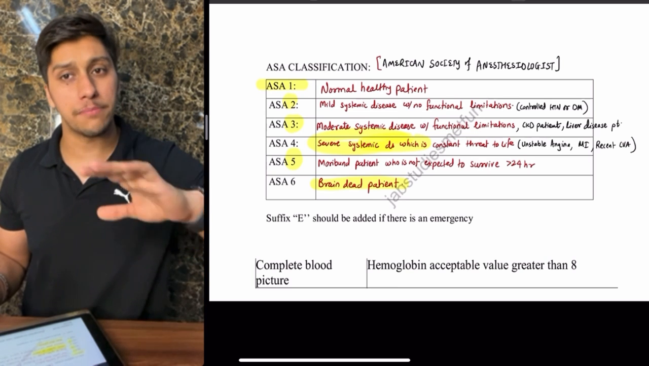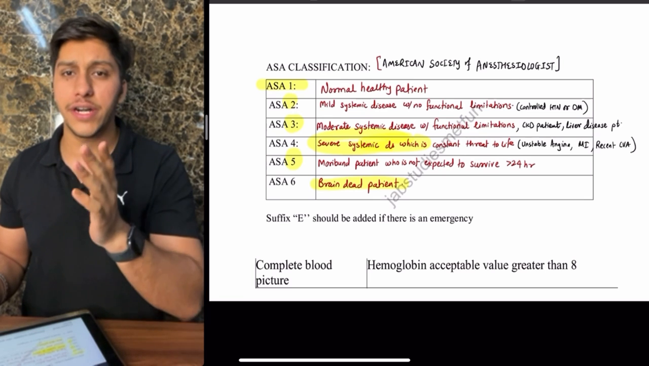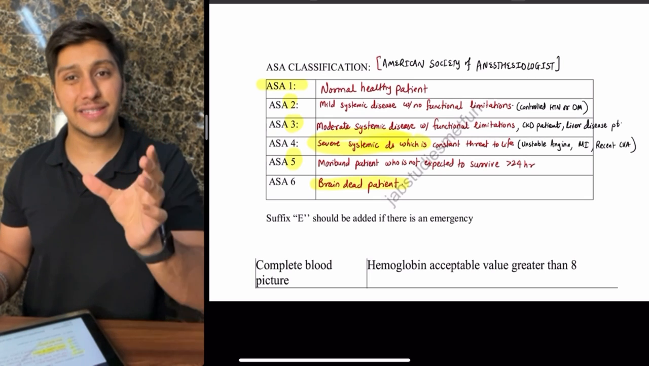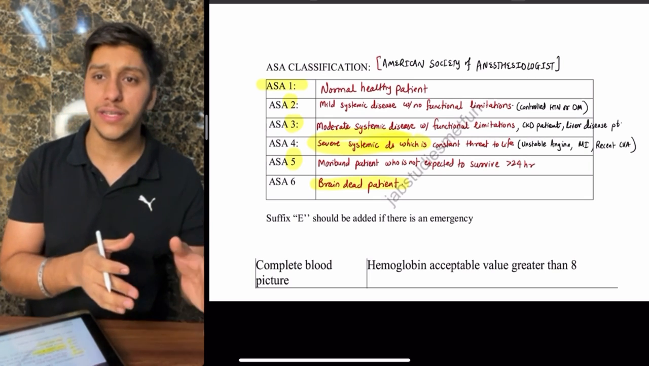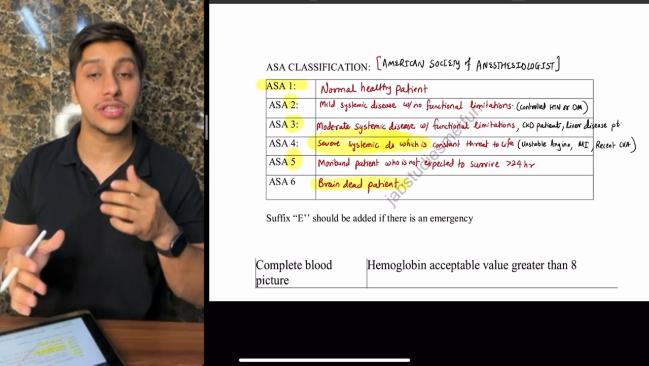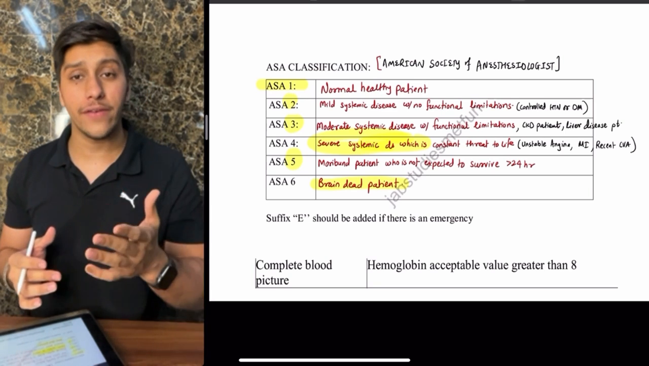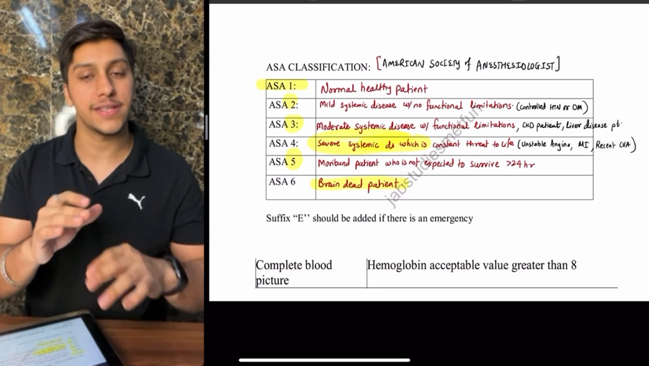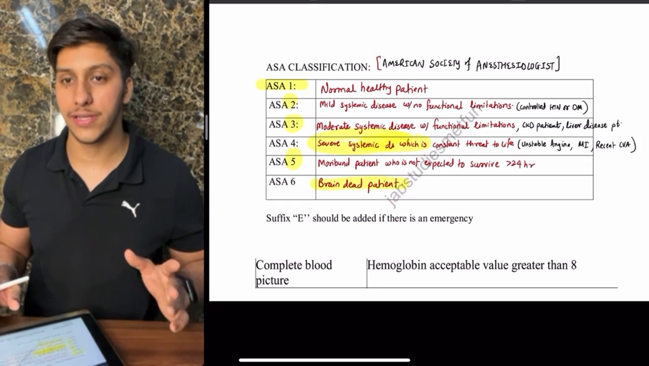So ASA 1 is completely fine. ASA 2 has a disease but it is controllable. ASA 3 has a disease but with some functional disabilities. ASA 4 is a severe disease in which there is a constant threat to life. ASA 5 is a moribund patient, and ASA 6 is brain dead. You need to know all these things.